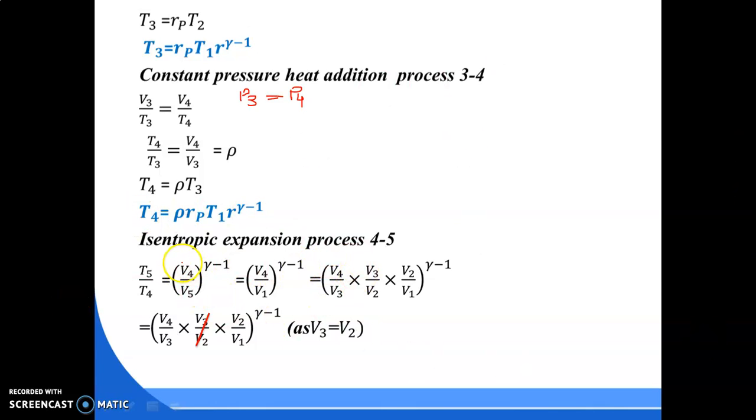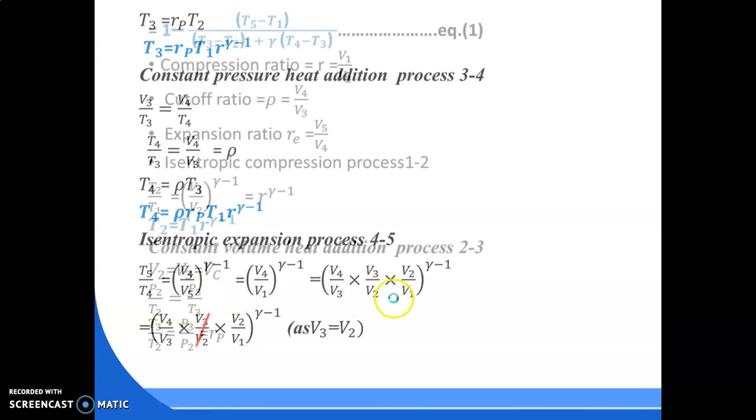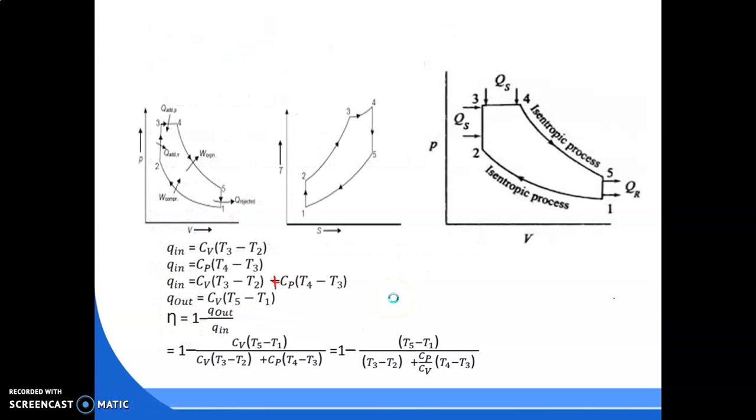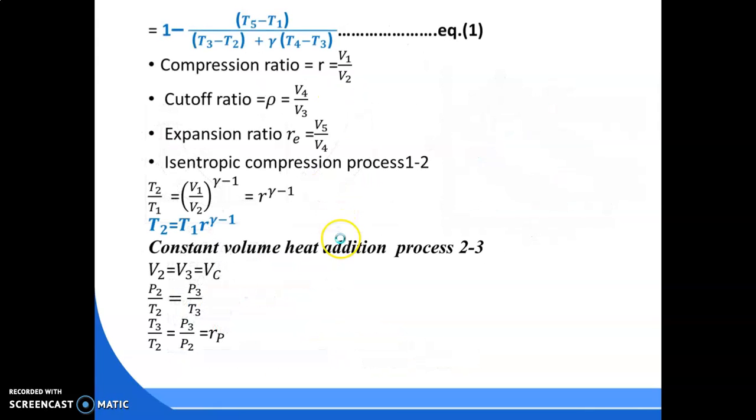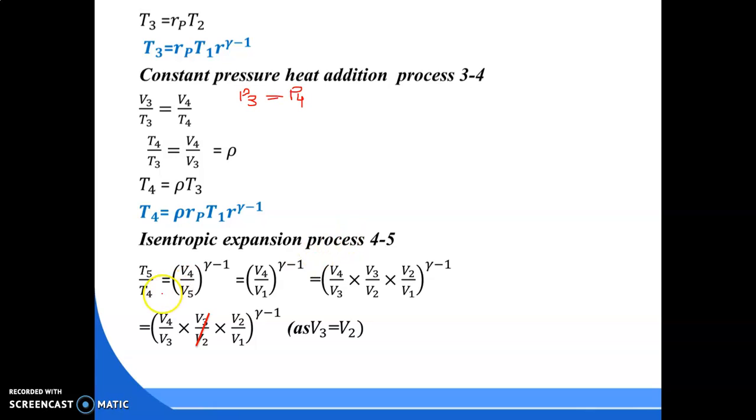The next process is 4 to 5, that is isentropic expansion. So in the expansion process, T5 by T4 is equal to V4 by V5 to the power gamma minus 1. That is the property relation of the isentropic process. What is V5? V5 is equal to V1. Why? Because 5 to 1 is constant volume heat rejection. So V5 is equal to V1. Now we multiply and divide by V3, and multiply and divide by V2.